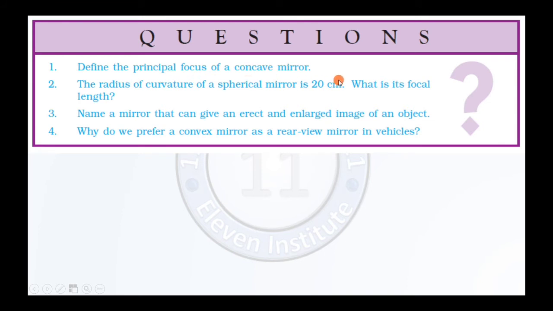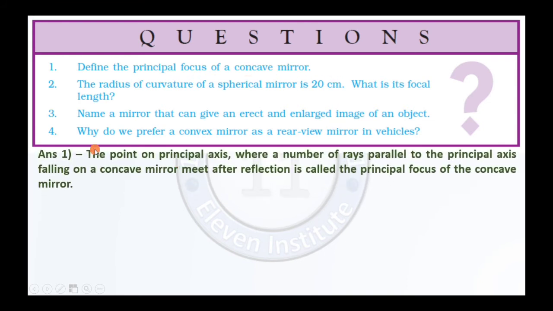For example, define the principal focus of concave mirror. We have already seen this. The point on the principal axis where a number of rays parallel to the principal axis falling on concave mirror meet after reflection is called principal focus of concave mirror. In case convex mirror is asked, we have already written that, so this is repeated.